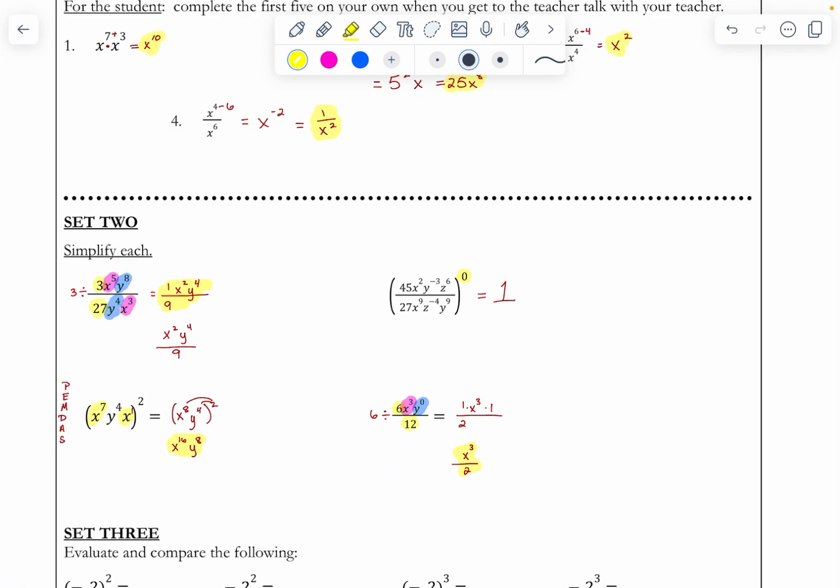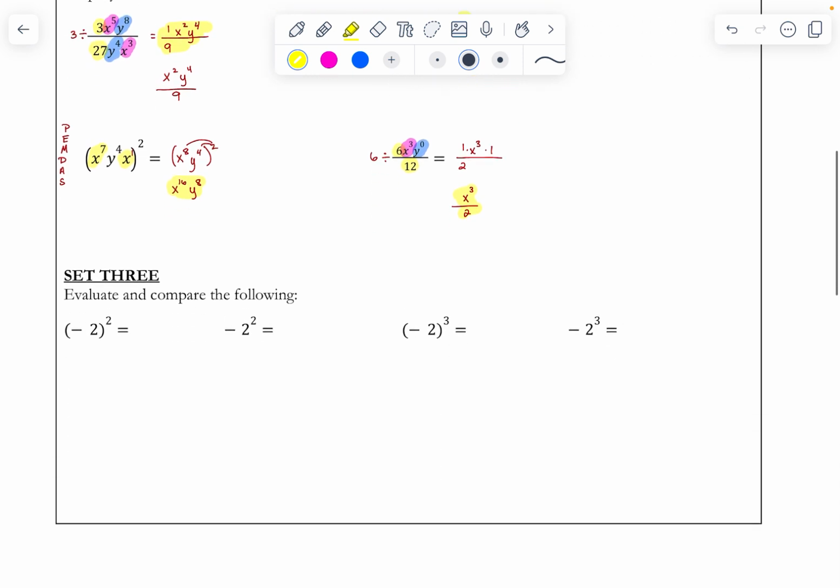All right, and that is it for set 2. Moving along to the last set here. In set 3, we are evaluating and comparing the following. Notice here the difference between the first 2. Here are the parentheses, and then this one doesn't have parentheses. This one has parentheses. The next one does not.